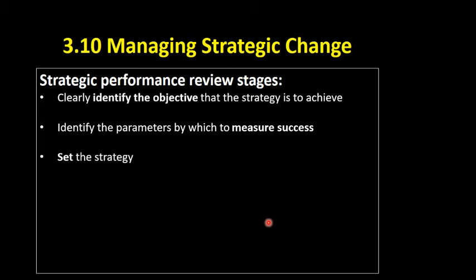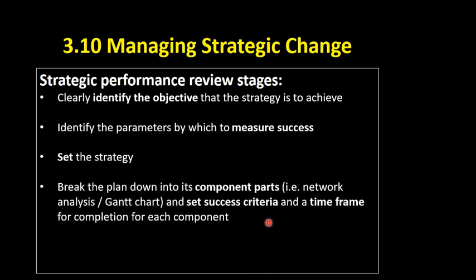Once we've set our parameters for success, whether we're aiming for market share, increase in sales, growth through moving abroad, for example, we set the strategy in order to do that. Now, once we've set the strategy, we can break the plan down into its component parts. Most strategies will require a number of things to occur. My strategy when I'm teaching is always the same. The strategy is teach knowledge, teach exam technique. But that's broken down into component parts. These videos are part of that building knowledge. You know, we work on exam technique in class. That's my strategy. Now I can break that down into its component parts and set success criteria and a time frame for the completion of each component.